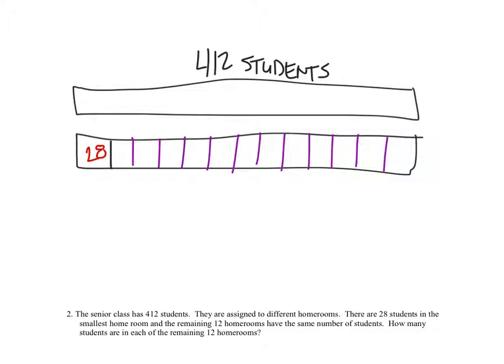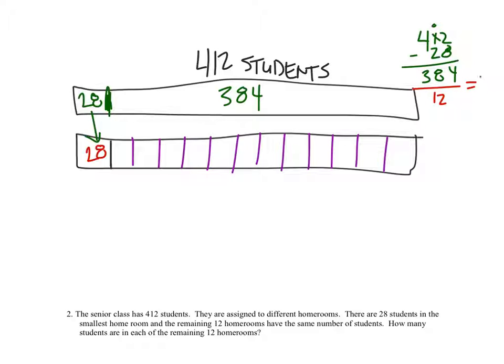12 homerooms. So how does this compare to the 412 students? Well, we're going to take off 28 of those students because they already are in the room that's smaller. That's 412, and then minus 28 students would leave us with 384 students to divide amongst all 12 of the other homeroom classrooms. So we'll just take that 384 and split it up into 12.